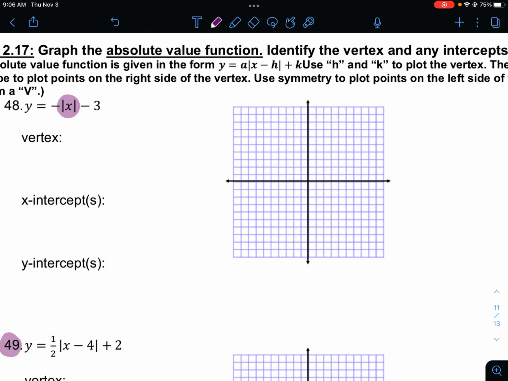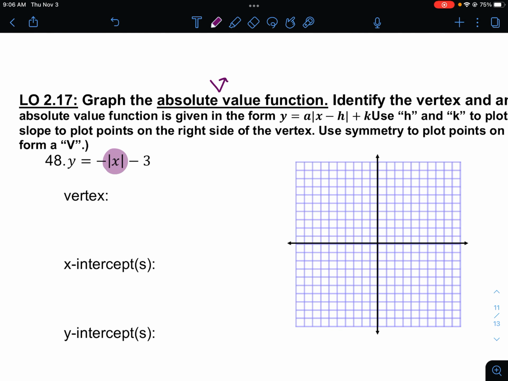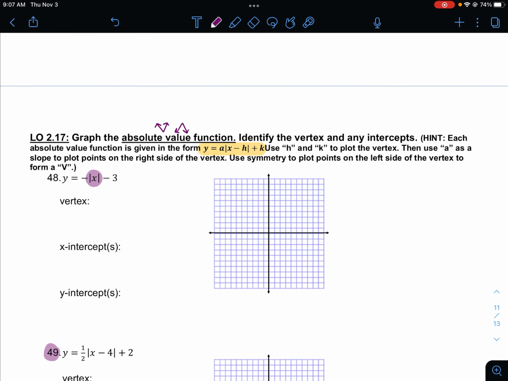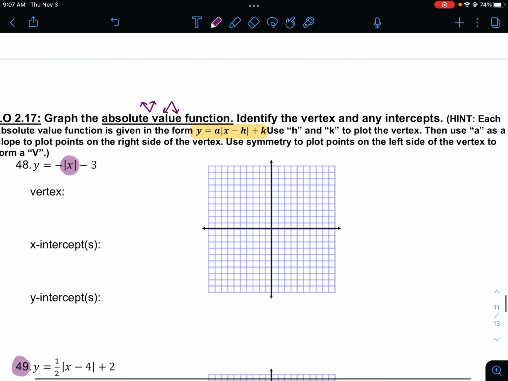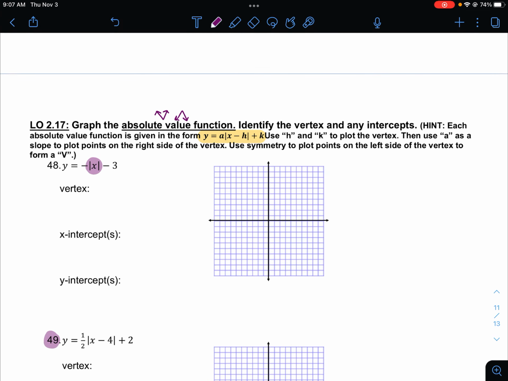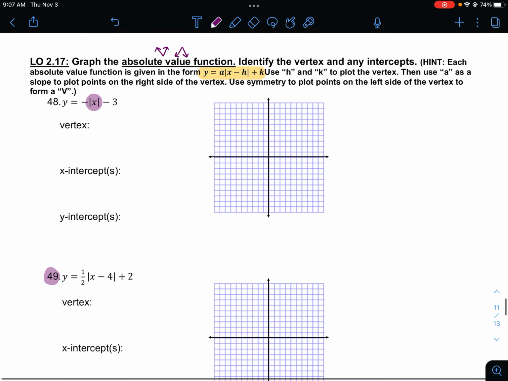Okay, absolute value functions. When you see absolute value, you should immediately think that my graph should look like a V or an upside down V. Okay, so remember, this is kind of like the standard form of an absolute value function. We are going to use H and K to plot the vertex, and we are going to use A as the slope. Remember I said it was not the slope. And then we are going to use symmetry to plot things on the other side.